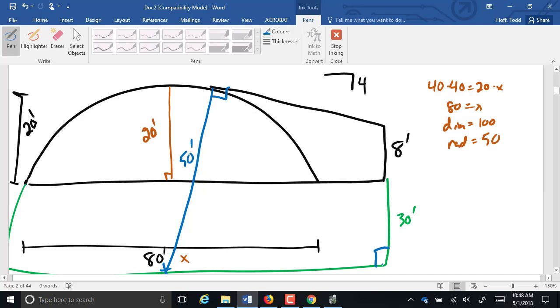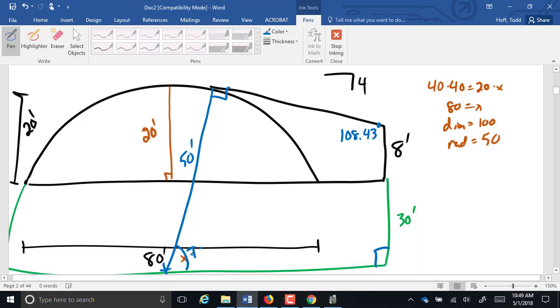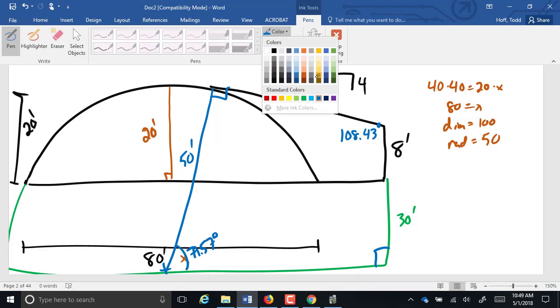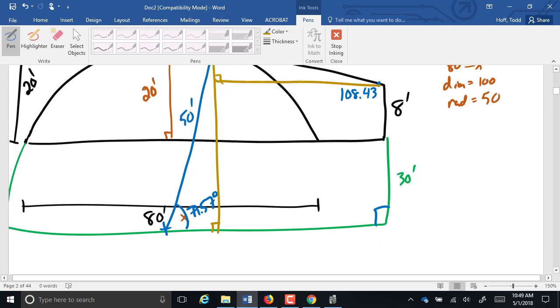Right angle and right angle. This is still the 108.43, correct? This angle down here then is 71.57, right? So that angle, as we said, was 71.57 degrees. So you are going to chop this down here and across here. So I'm going to let you guys go from there.